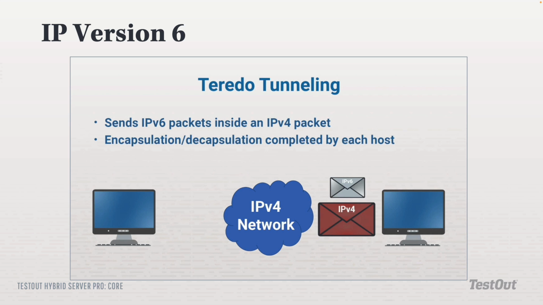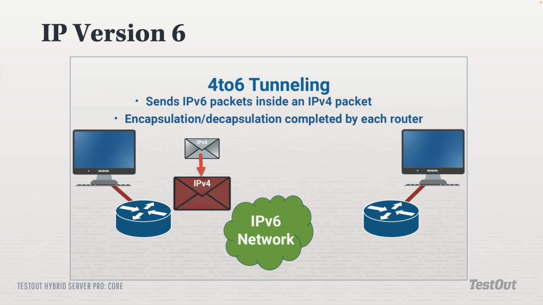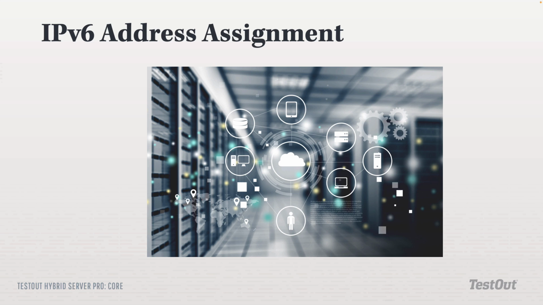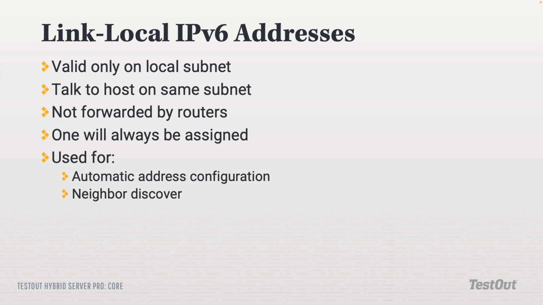Tunneling, we're just putting a packet inside of another. Teredo tunneling. So basically, we're taking that IP version 4 network, and we are tunneling it into the IP version 6 network. Same thing here, 4 to 6. We're encapsulating it and shooting it over. These are all just different ways that we are putting things in place in order to someday, hopefully, switch over to IP version 6.